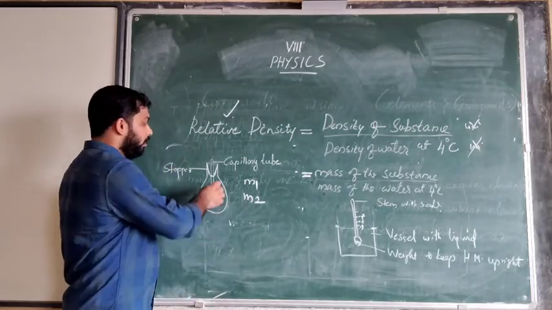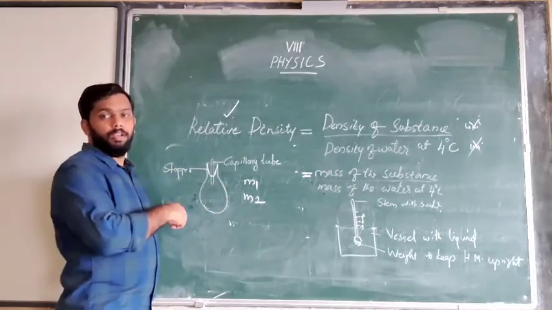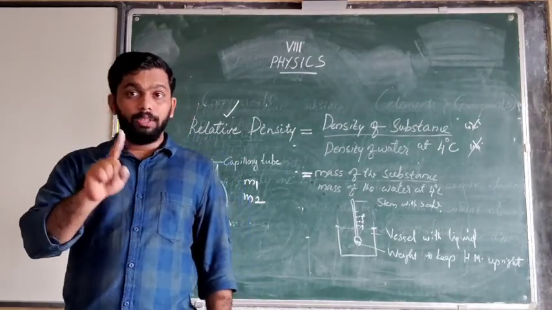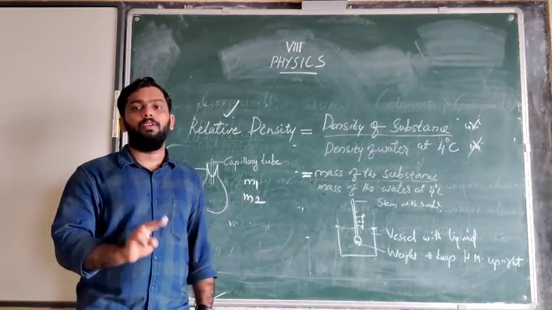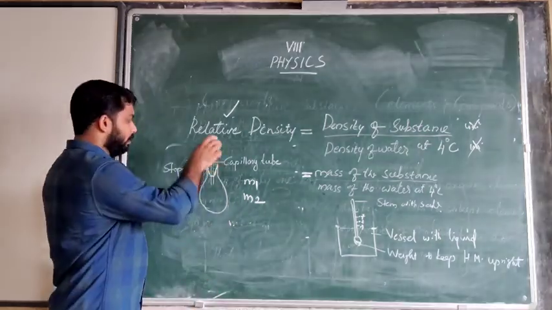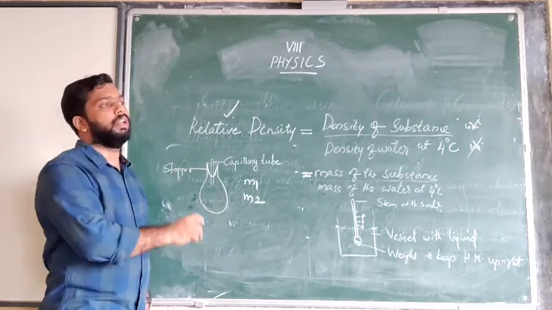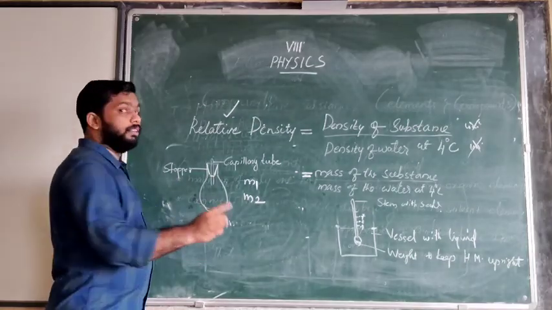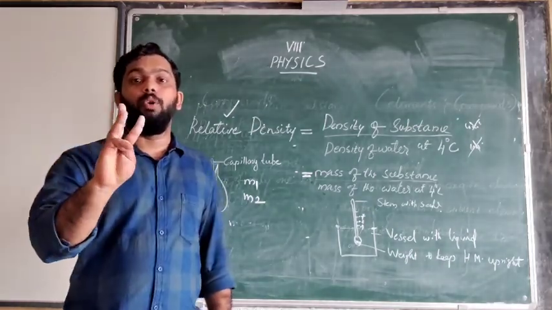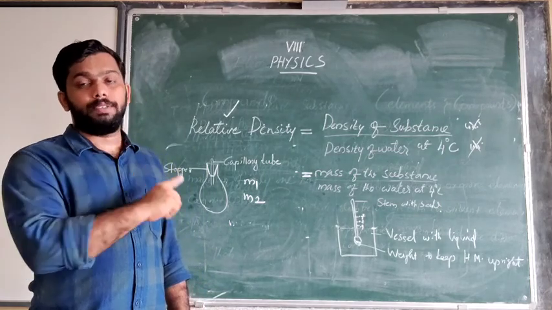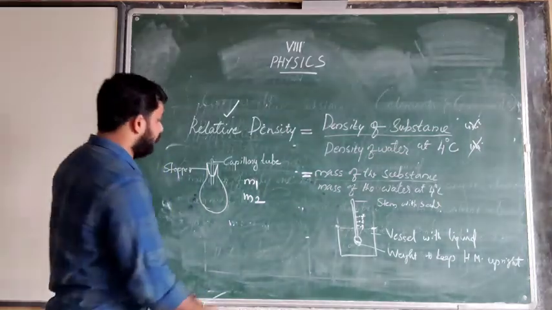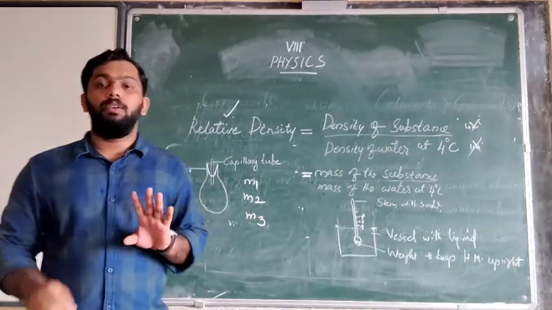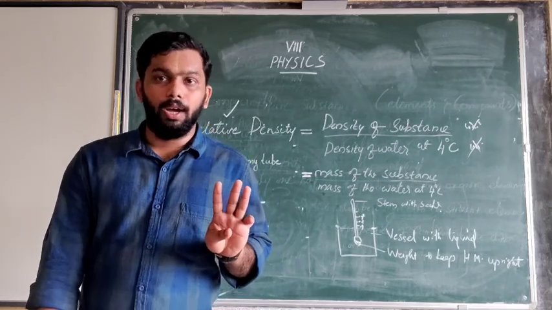The third step is we take out the distilled water from the flask. After that we pour in the unknown liquid, for example alcohol or kerosene, and we do the same. We fill the density bottle and insert the stopper so that the liquid stays inside. Again, third step, we measure the mass of the density bottle with the given liquid, that is M3.